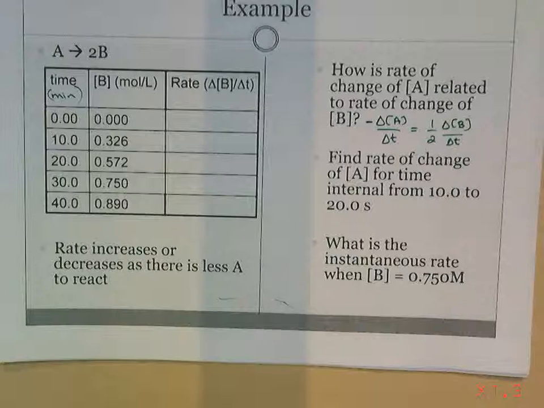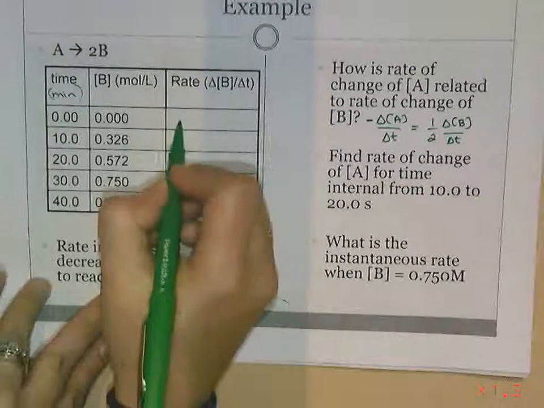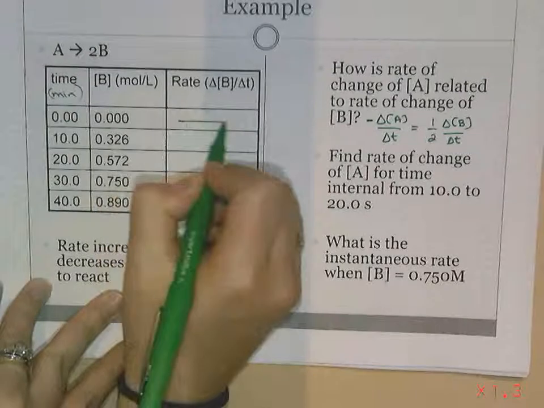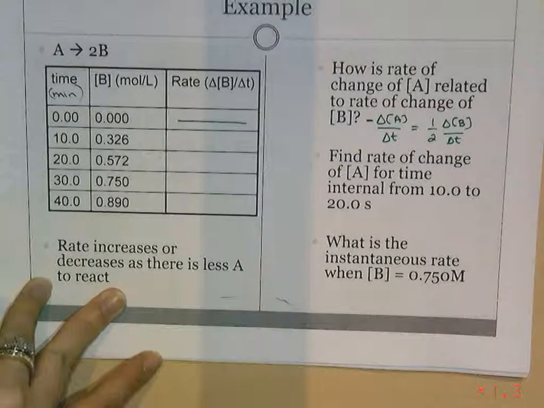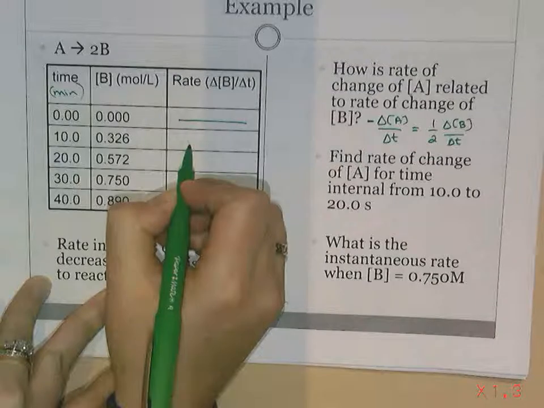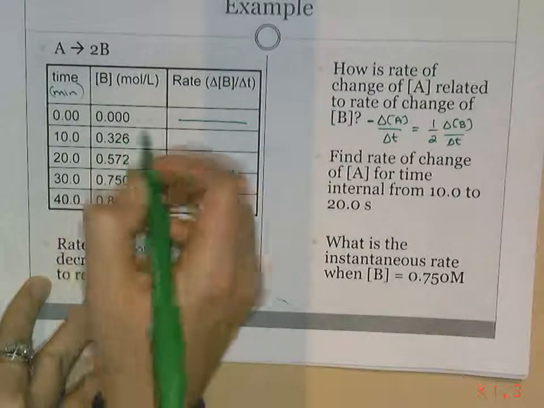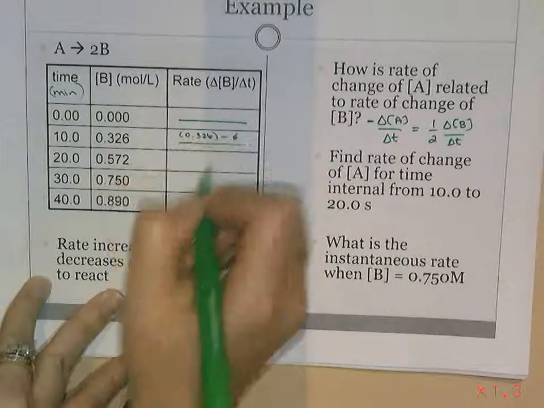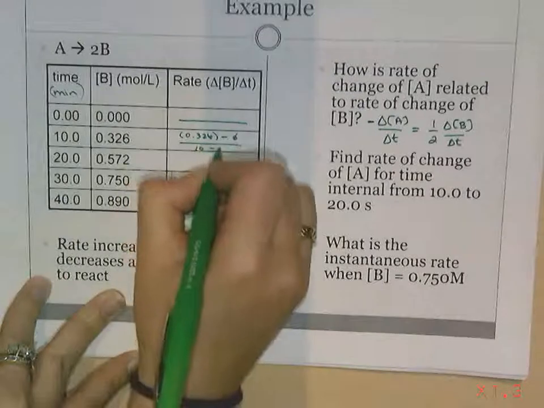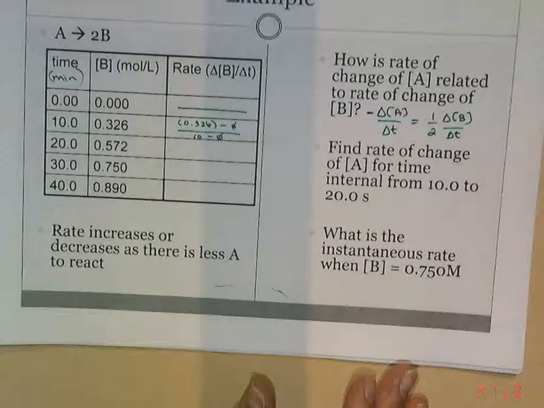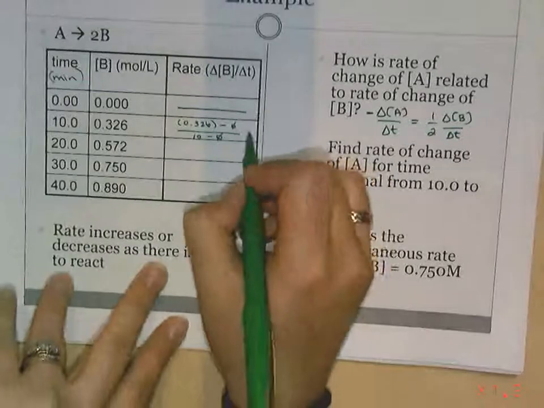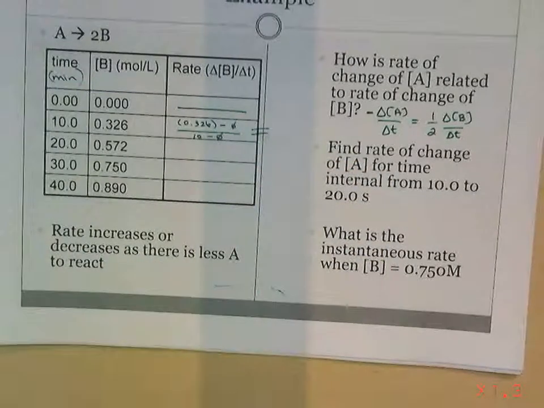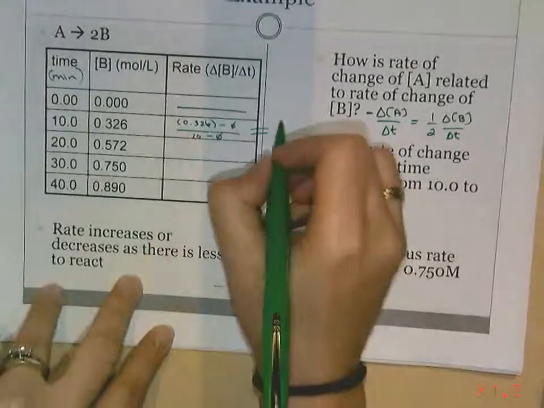Right. So we can't find the rate of B at time 0 because we don't have enough data yet. For this one, I'm going to look at the change in concentration of B, which was 0.326 minus 0 over 10 minutes, right? 10 minus 0. I didn't leave myself very much space in those little boxes. So that should come out to be 0.326.